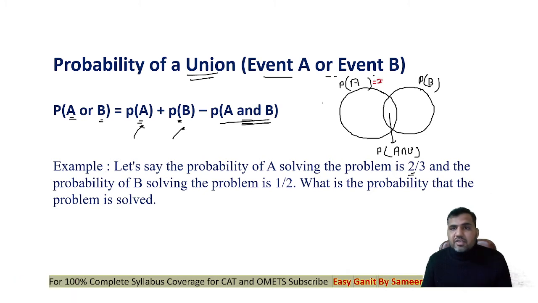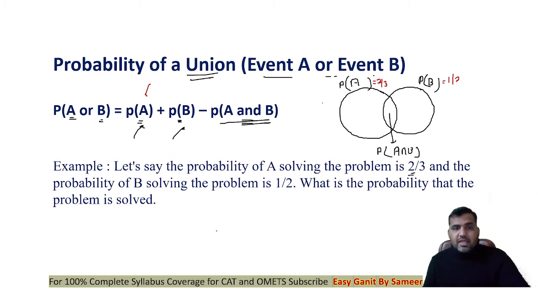This is given to me as 2 by 3. Probability of B solving the problem is 1 by 2. What is the probability that the problem is solved? So guys, what I need is the problem will be solved. That means either A solves the problem or B solves the problem, right? So I can solve the question by putting the values in the equation here.